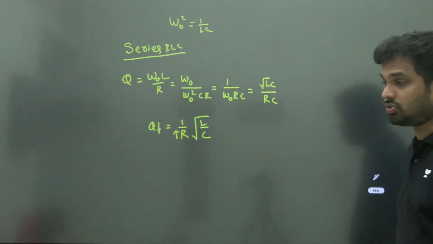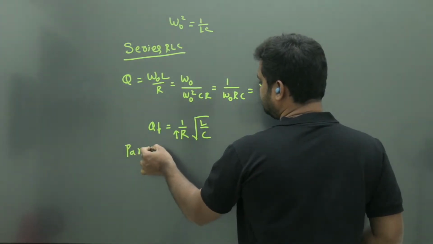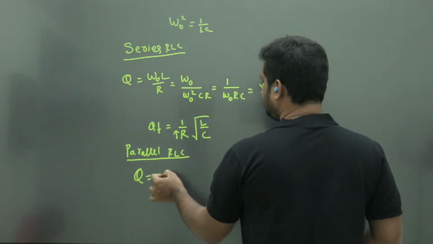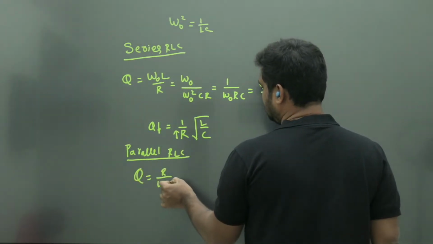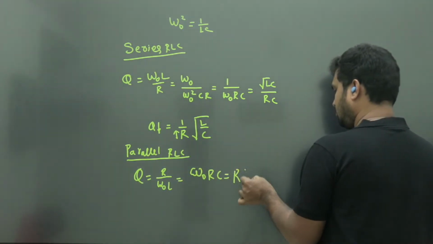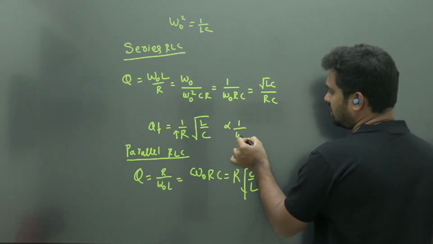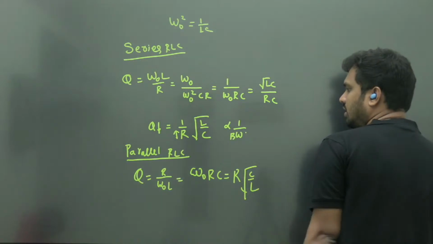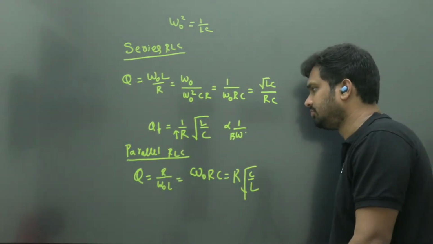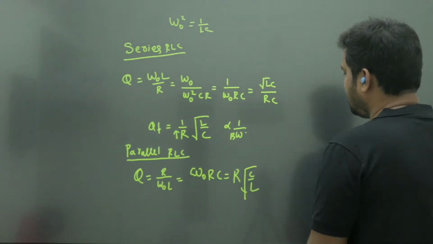Similarly, parallel RLC. Q is inversely proportional to bandwidth. So R decreases, Q increases, bandwidth decreases; at R zero, bandwidth will become 0. Here R increases, Q increases.